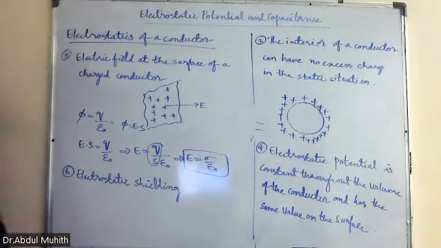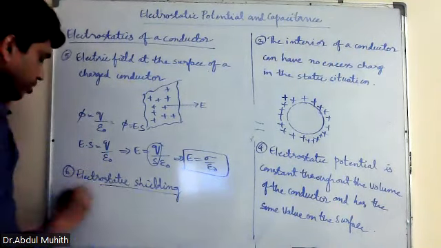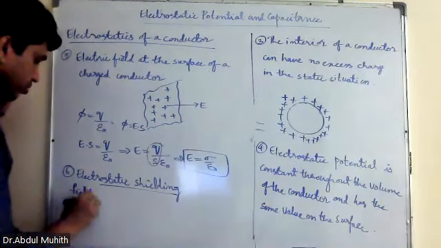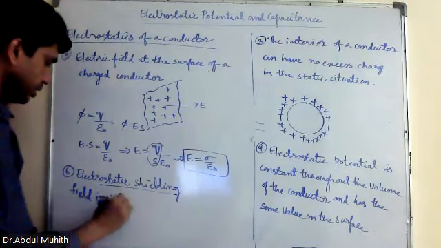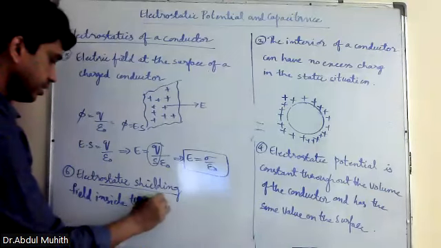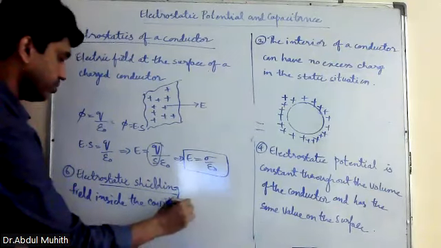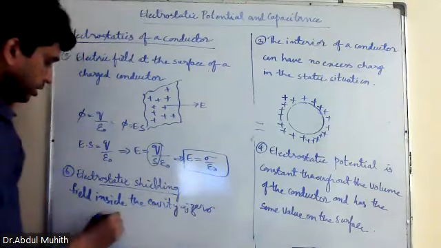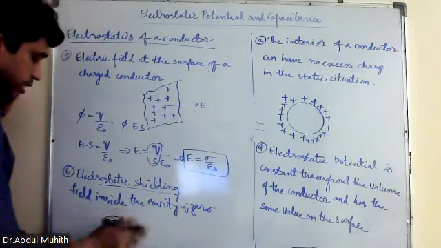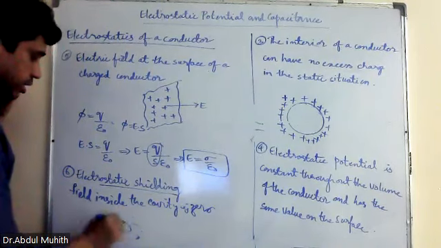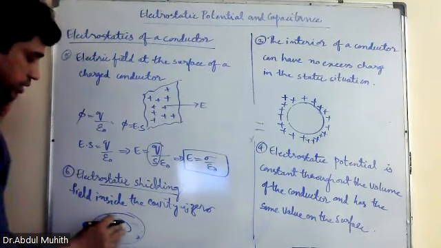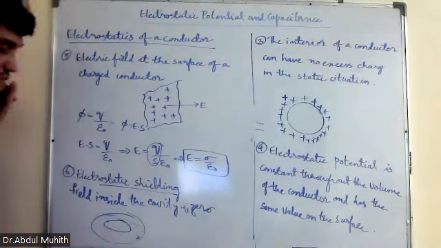Next is electrostatic shielding. Electrostatic field inside the cavity is 0. Suppose there is a surface like this. It's like a blood cell, RBC, something like that.